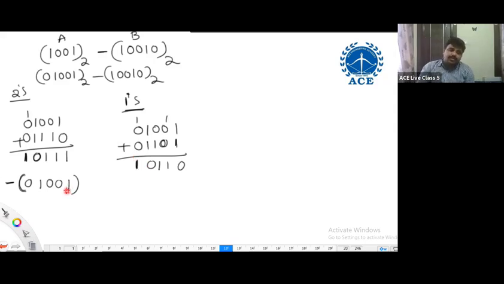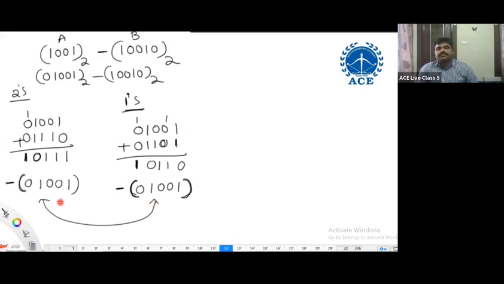Then what should I do? Take 1's complement of sum and produce negative sign in front. So 0, 1, 0, 0, 1 and producing negative sign in front. Yes, both are giving same result. But yes, if you are providing sufficient number of bits, it is giving correct result.